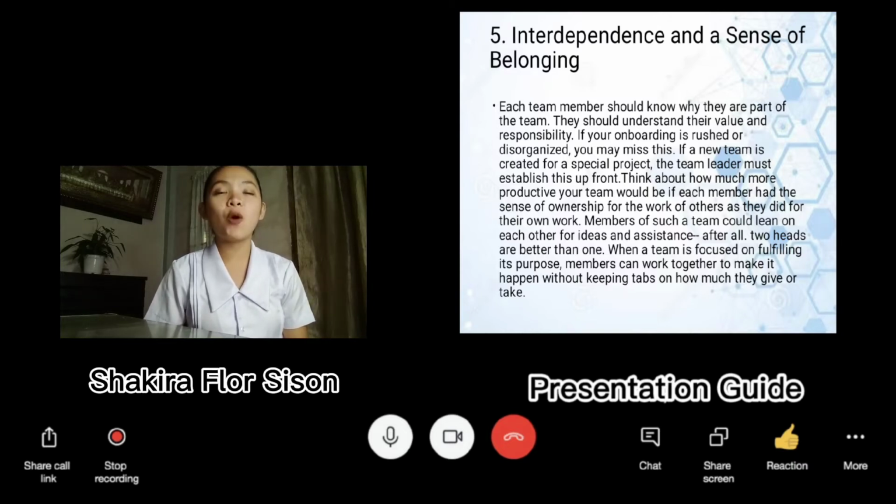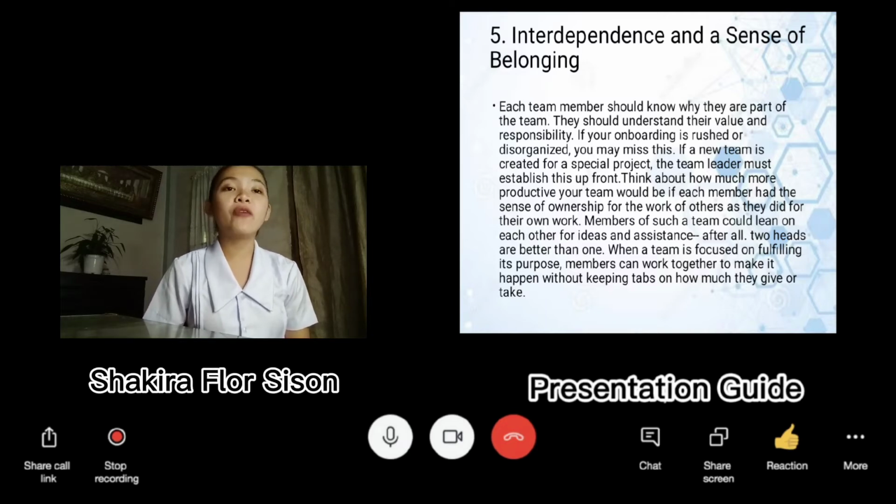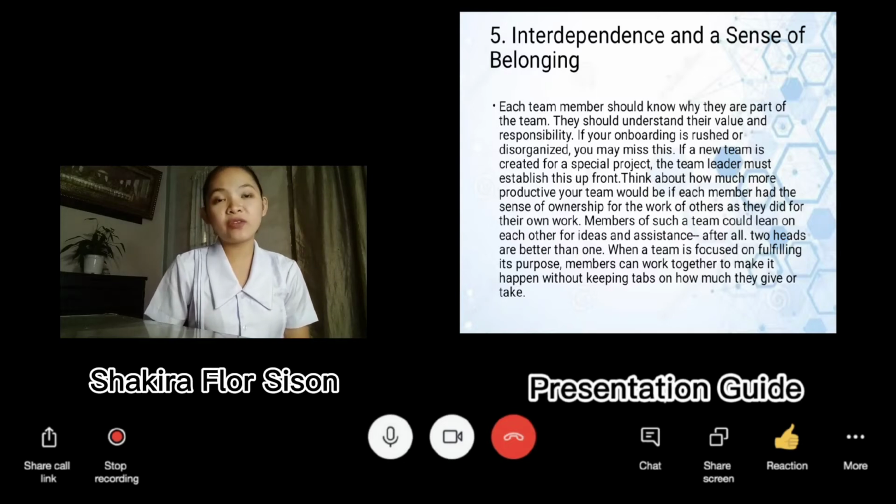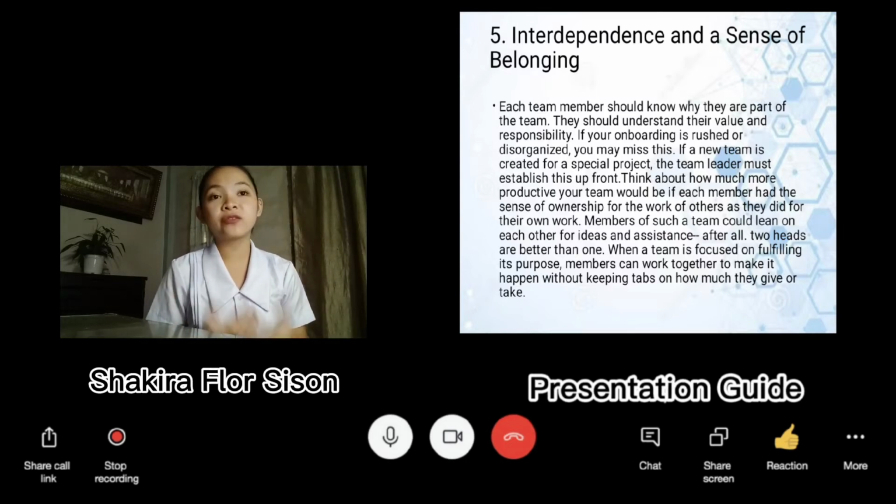Think about how much more productive your team would be if each member had a sense of ownership for the work of others as they do their own work. Members of such a team could lean on each other for ideas and assistance. Right? After all, two heads are better than one. When a team is focused on fulfilling its purpose, members can work to make it happen without keeping tabs on how much they give or take.